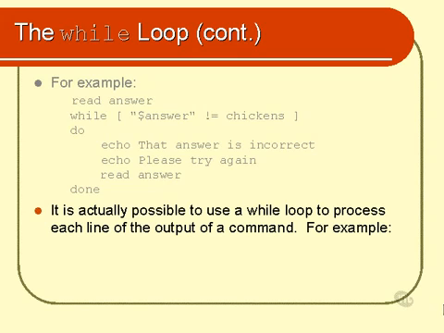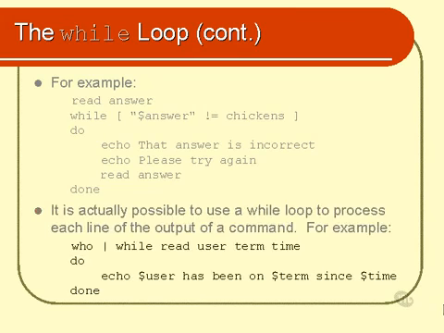It's actually possible to get a while loop to process each line of the output of a given command. In other words, to execute the code block once for each line of the output of the command. Let's have a look at an example of that. The command in this case might be the who command. So you can actually take the output of a program, like who, and pipe it to a while loop as long as the condition that you're testing in the while loop is actually a read statement. The read statement will continue to read one line at a time from the output of the who program until it reaches the end of the output, at which time it will return false.